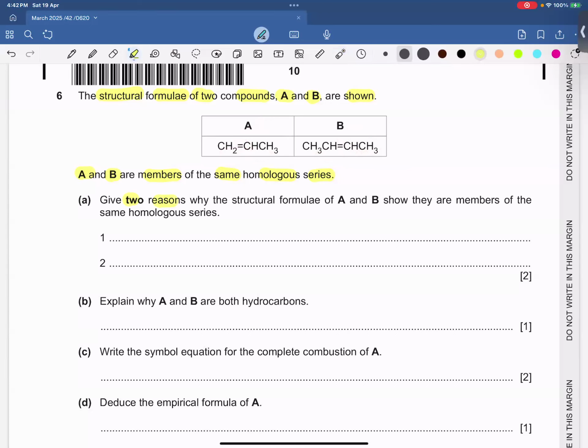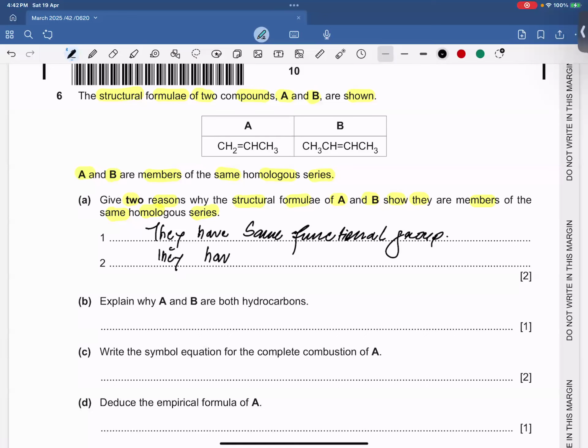So give two reasons why structural formulae A and B show they are members of the same homologous series, because they have the same functional group. And so they can have the same chemical properties. Also, they can have the same general formula. So 3 में से कोई 2 लिख दीजिए.